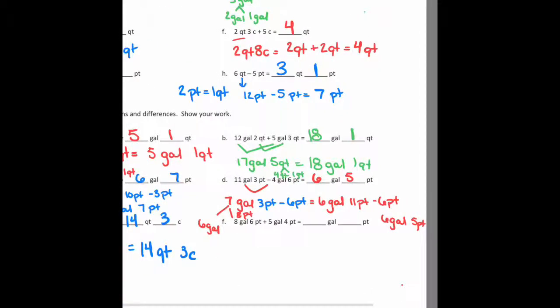All right, let's look at F. We have 8 gallons and 6 pints plus 5 gallons and 4 pints. 8 plus 5 will give you 13 gallons. And 6 pints plus 4 pints is 10 pints.